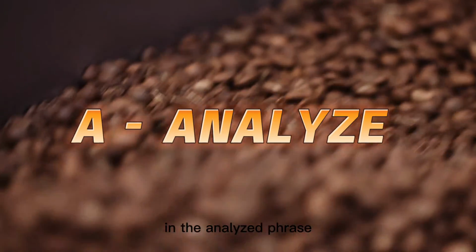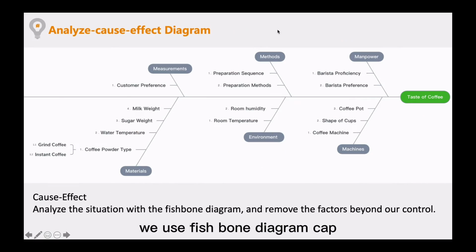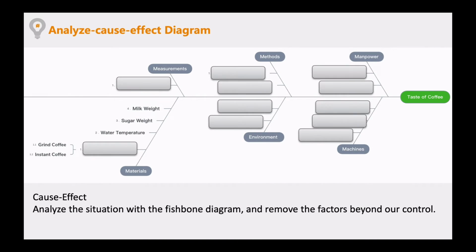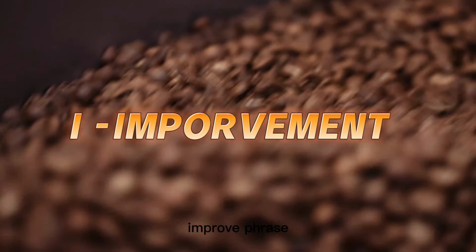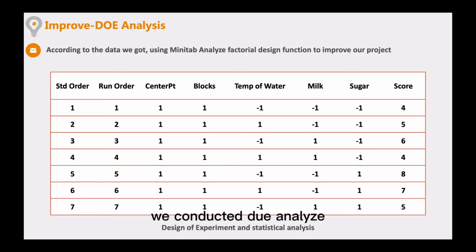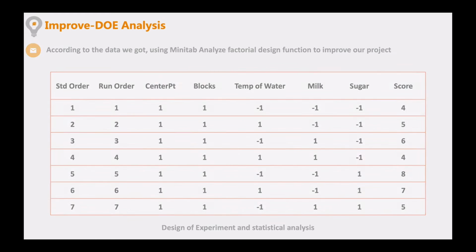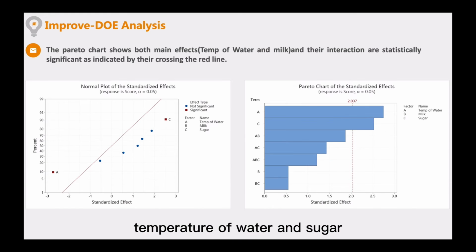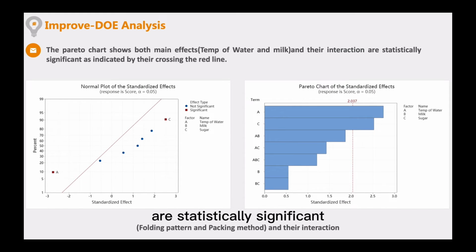In the analyze phase, we use fishbone diagram kept only some key factors. In the fourth phase, improve phase, in order to improve our project by the data we got, we conducted DOE analyze. The Pareto chart shows both main effects, temperature of water and sugar, and their interaction are statistically significant.